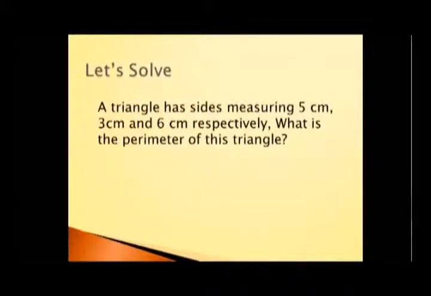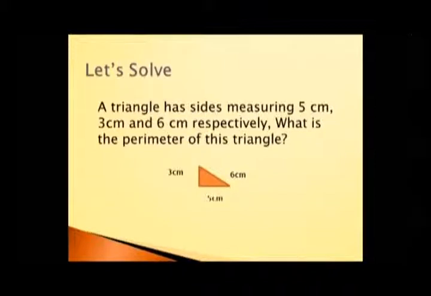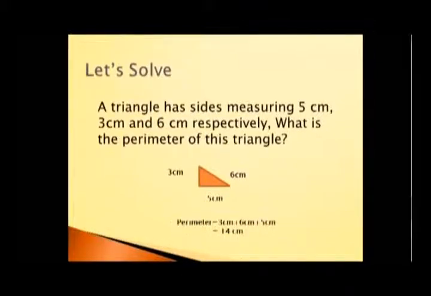Now that we have calculated the perimeter of several polygons, we're now going to solve some problems that involve finding the perimeter. Let's take a look at this problem. A triangle has sides measuring 5 centimeters, 3 centimeters, and 6 centimeters respectively. What is the perimeter of this triangle? Remember, boys and girls, a triangle has 3 sides. Here is an outline of what it could look like. What is the perimeter? The perimeter is 14 centimeters long.